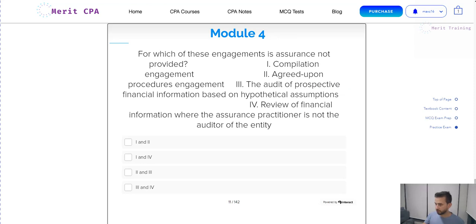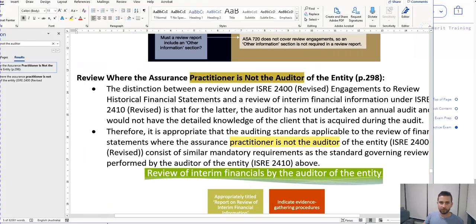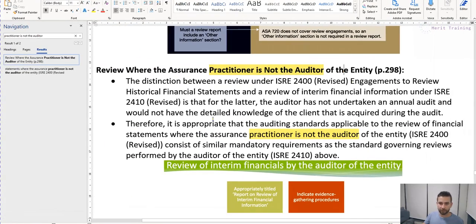We can probably just do a Control F based on that and just go up where the practitioner is not the auditor. Try that. Yep, so that just did a Control F that picked up this from page 298. So we just want to know if any assurance is provided as a result of this.